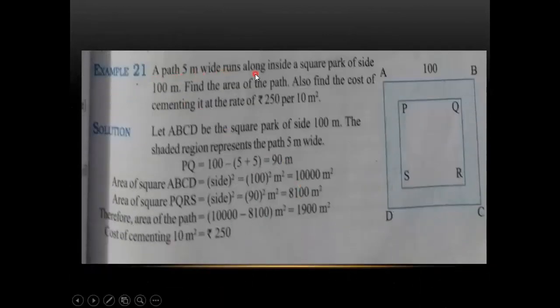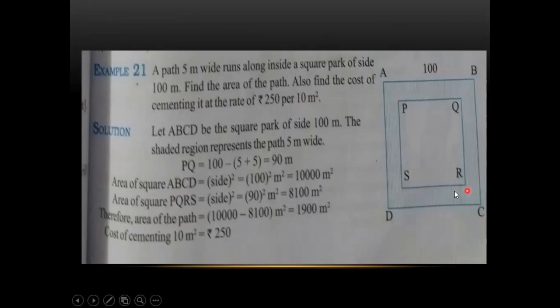A path 5 meter wide runs along inside a square park of side 100 meter. Find the area of the path. Also find the cost of cementing it at the rate of 250 rupees per 10 meter square. See the example sum here.